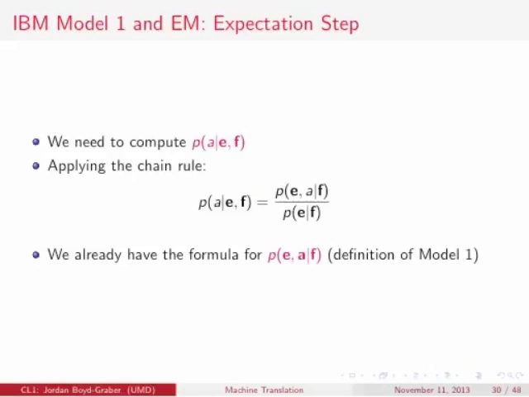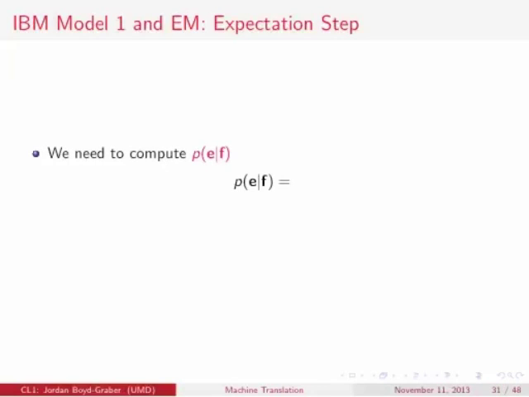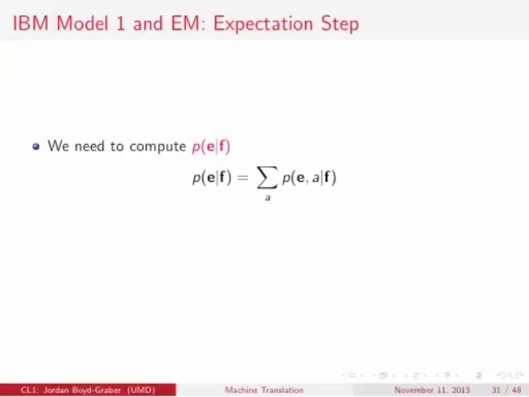This means that what we need to do is compute the probability of an alignment given a complete English foreign sentence pair. And if you remember what we talked about at the very beginning of the class, this is just an application of the chain rule. Model 1 tells us what is the probability of an English sentence and an alignment given a foreign string, and so we just need to compute the probability of an English string given a foreign string in order to complete that equation, and this is just a marginalization. We marginalize out over all of the alignments.